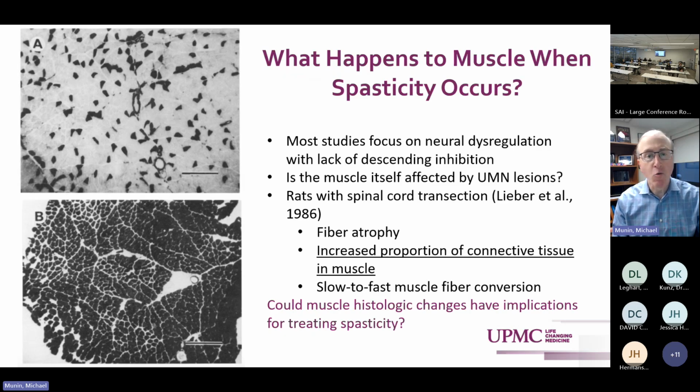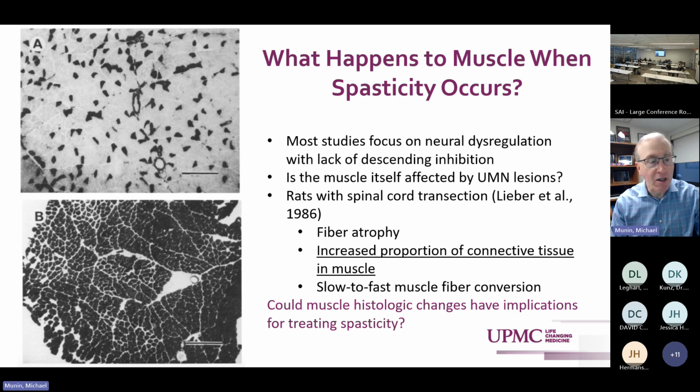So what happens to muscle when spasticity occurs? Most studies focus on neural dysregulation with the lack of descending inhibition. But the question is, is the muscle itself affected by upper motor neuron lesions? Rick Lieber did a lot of great early work in 1986 on an animal model of rats, and he showed that in a spinal cord injury model, when he looked at muscle, there was fiber atrophy, an increased proportion of connective tissue in muscle, and slow to fast muscle fiber conversion.